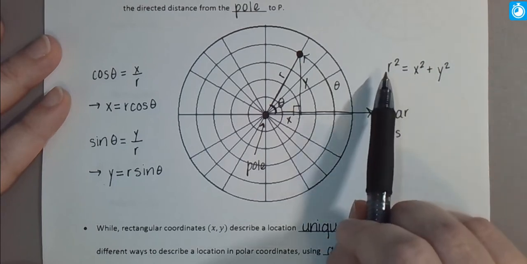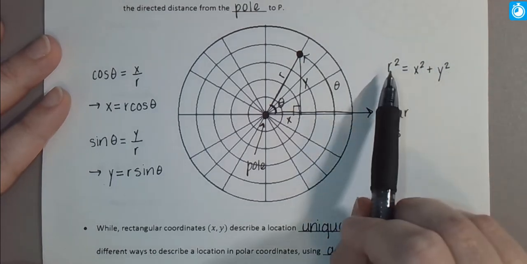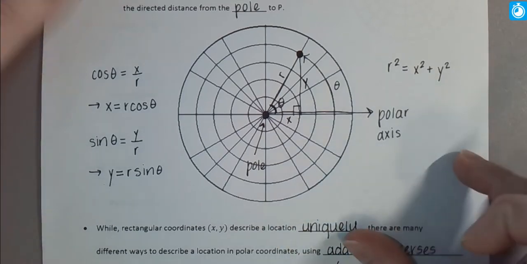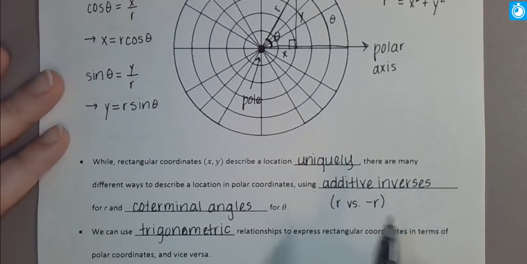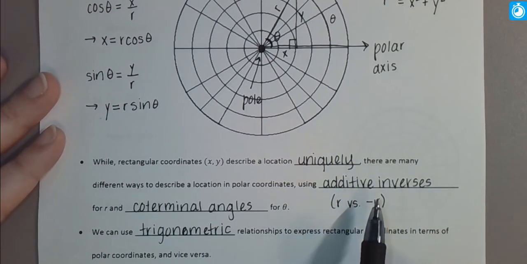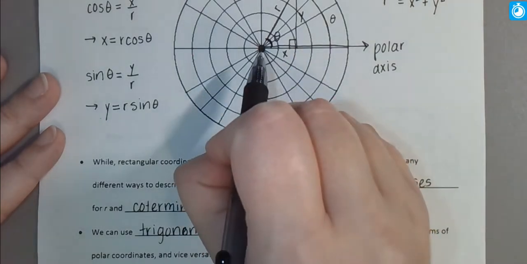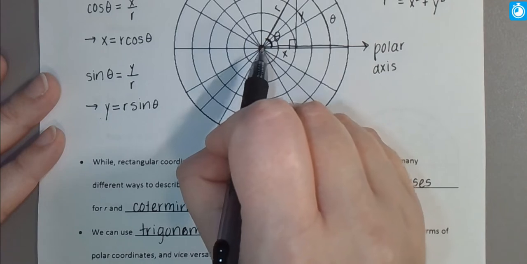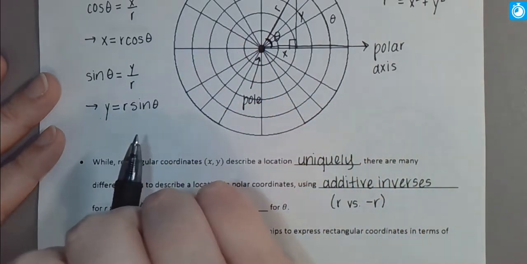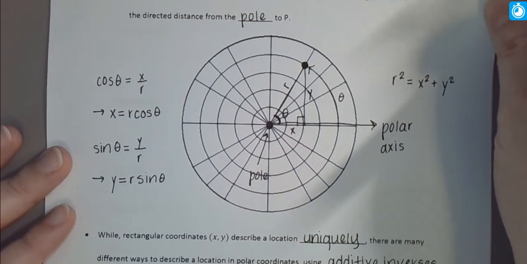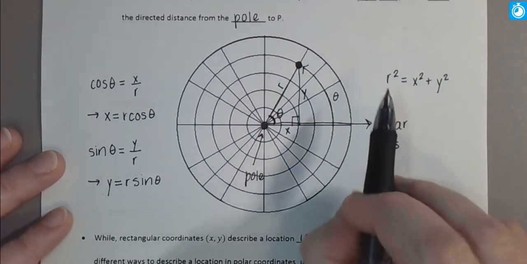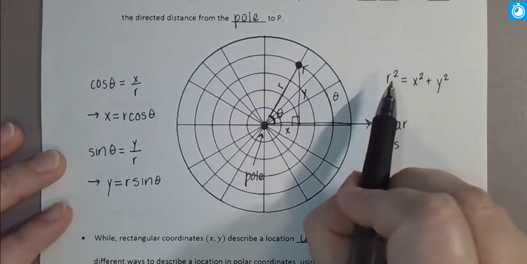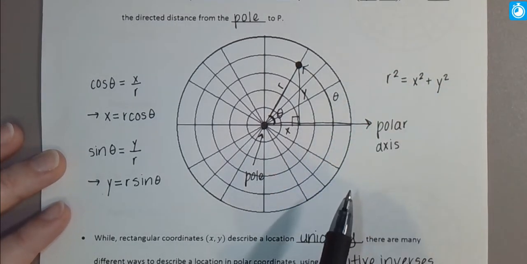Now, why do I not solve for r in this case? I'm going to leave it like this. We also have to keep in mind, again, that r could be positive or it could be negative. If r is positive, it just means we're starting along the polar axis. If r is negative, it means we're starting along the negative polar axis. So in order to leave it open-ended and allow for both possibilities, we just express the relationship in that manner.